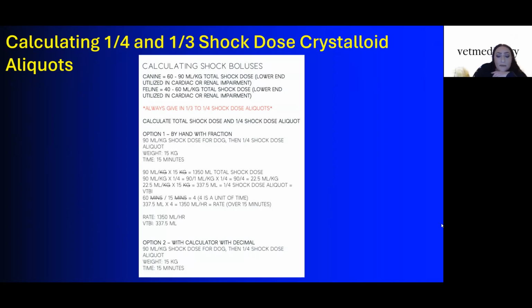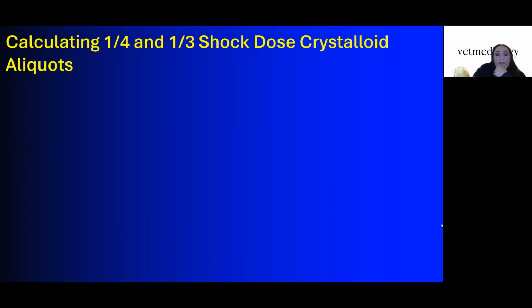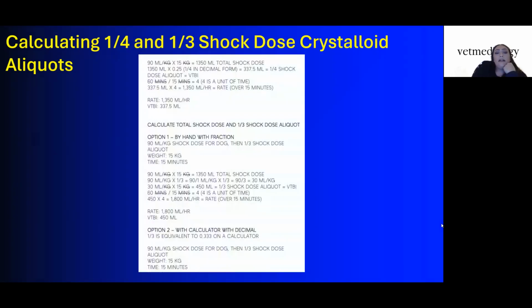Option two, this is with the calculator and with decimals. It's going to be 90 mils per kg shock dose, then a quarter shock dose aliquot. Weight again is 15 kilograms and time again is 15 minutes. So 90 mils per kg times 15 kgs equals 1350. Total shock dose, 1350 times 0.25, which is 1/4 in decimal form, equals 337.5 mils, which is our quarter shock dose aliquot and VTBI.